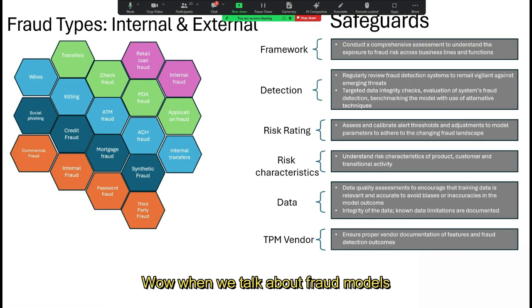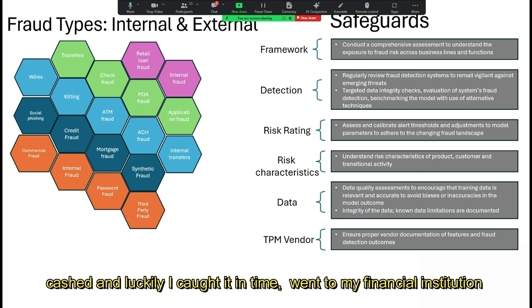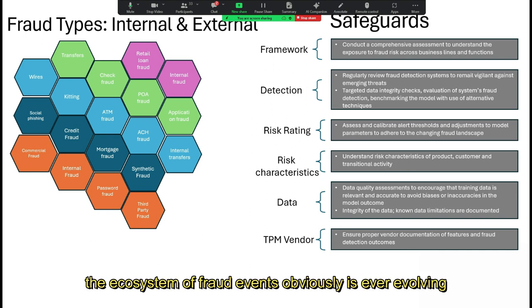That's a short segue. Now, when we talk about fraud models, there is a myriad of fraud events. I myself had been a victim of old-fashioned check fraud, when I literally mailed my check and someone intercepted it, added an extra zero, and that check was cashed. And luckily I caught it in time. I went to my financial institution, and I was reimbursed for my loss. But the ecosystem of fraud events obviously is ever evolving.